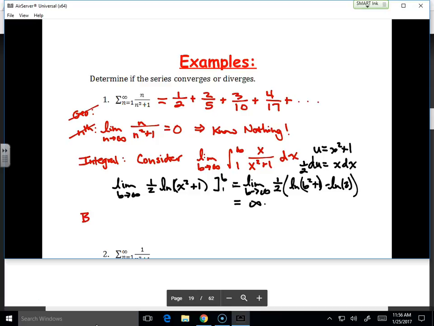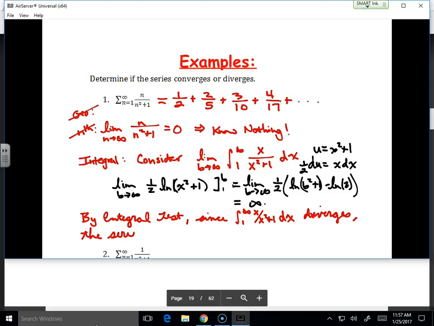So then we can say, wait. By the integral test. Why did I switch? Because by print was taking too long. By the integral test, since the integral from 1 to infinity of x over x squared plus 1 dx diverges, the series diverges as well.